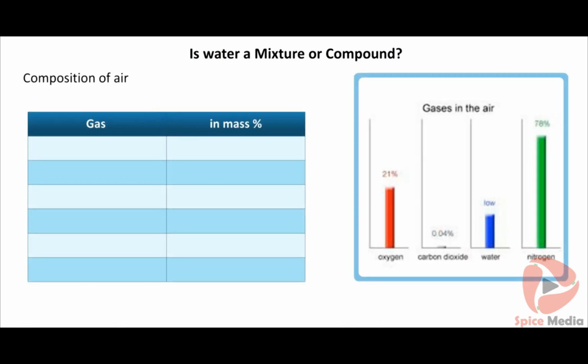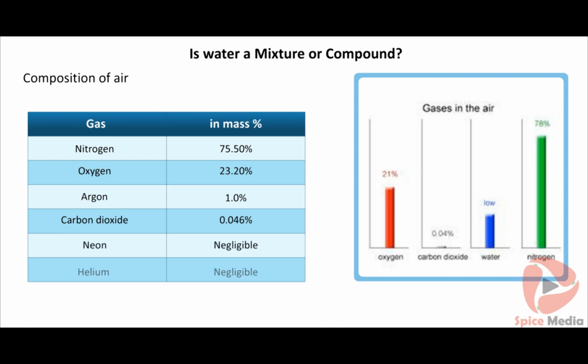Composition of air. Gas, nitrogen, in mass, 75.50%. Oxygen 23.20%, argon 1.0%, carbon dioxide 0.046%, neon negligible, helium negligible.